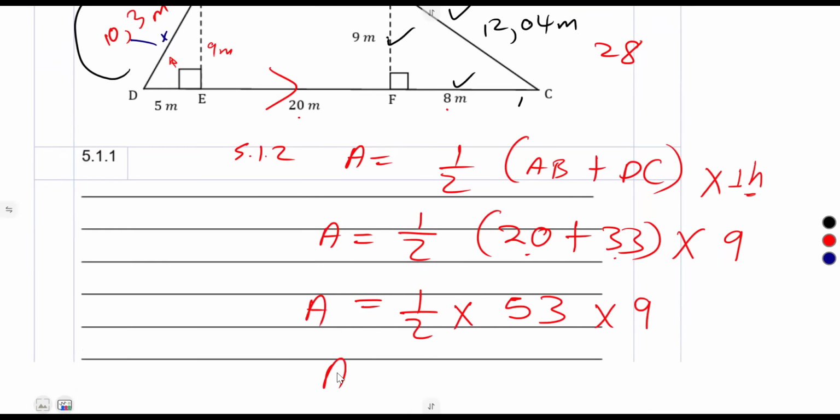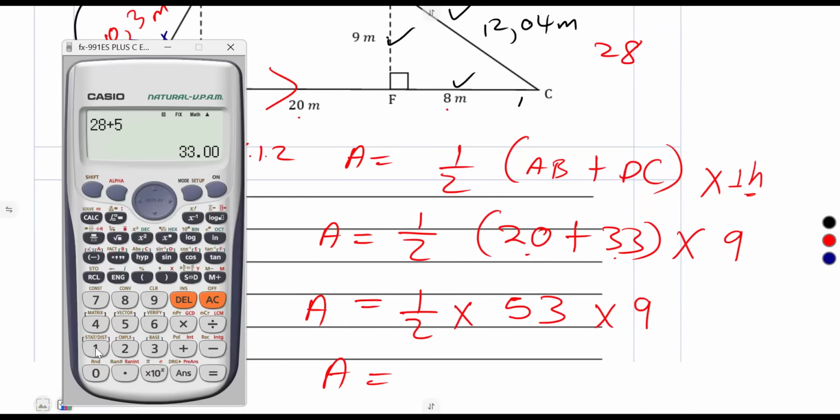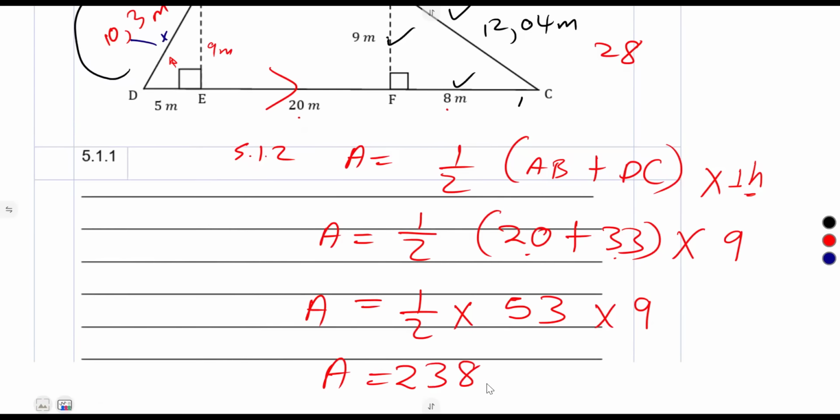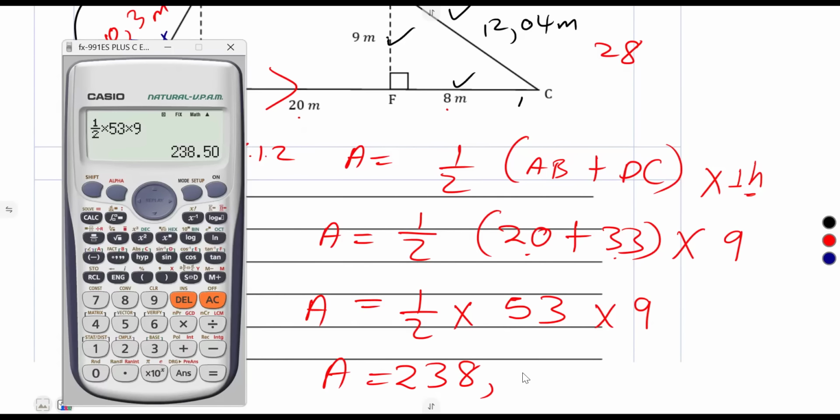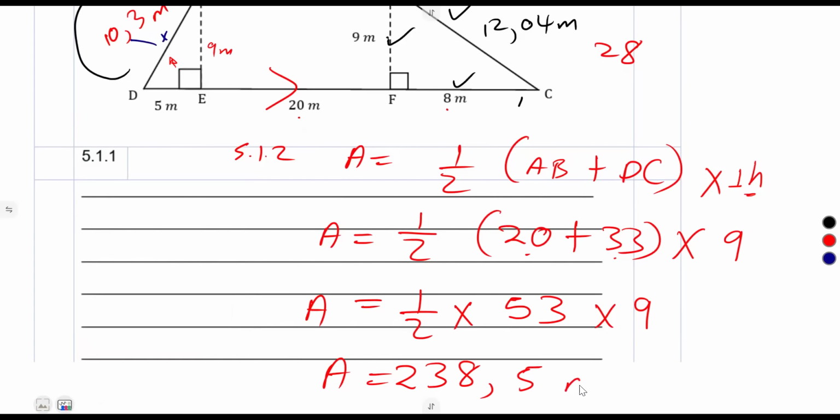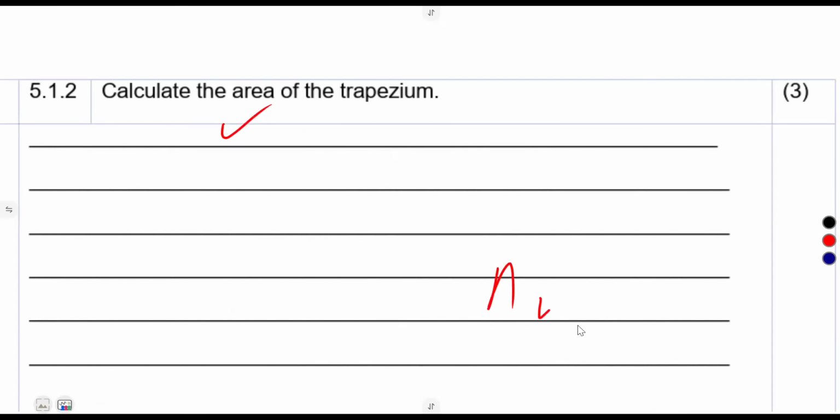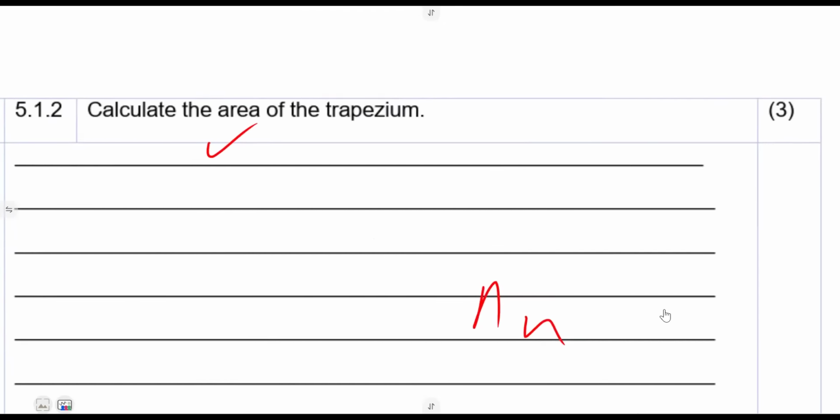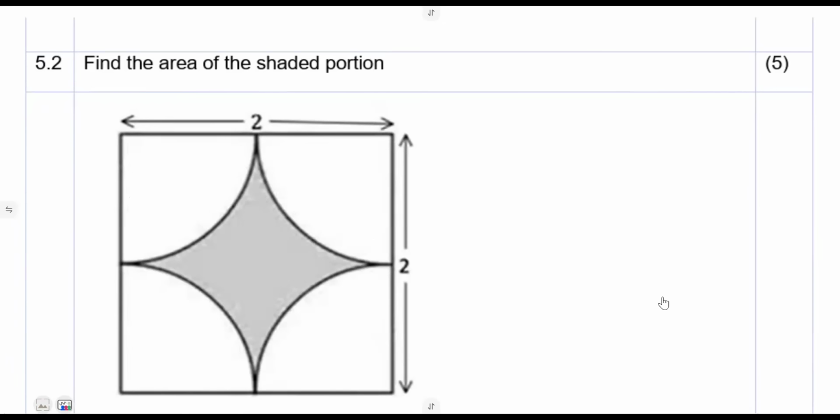So our area at the end of the day, you can use the calculator here, 1 over 2 times 53 times 9, which as a decimal is 238.5. Square meters, area in square units. So that's our question 5.12 for the area. You were being asked to calculate the area there.